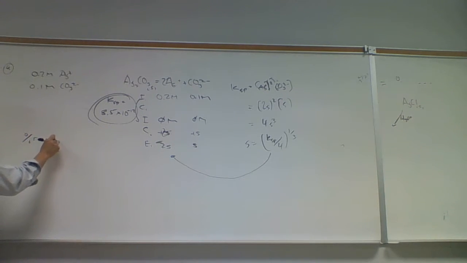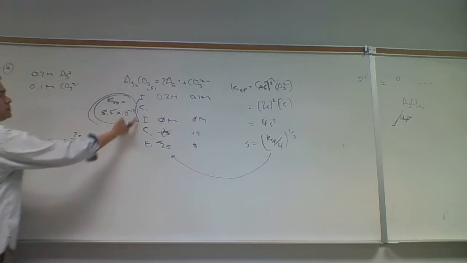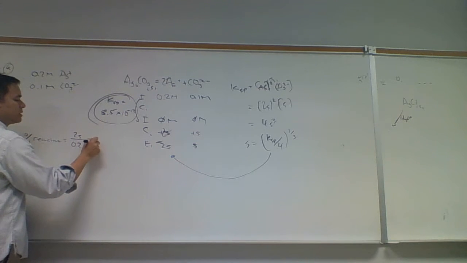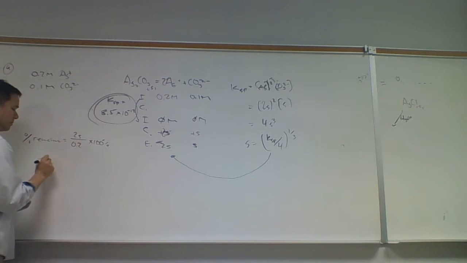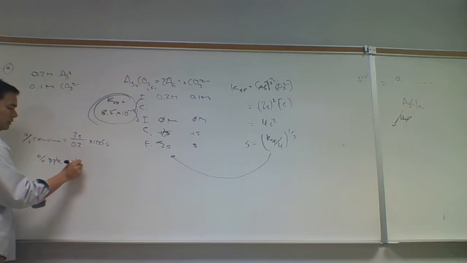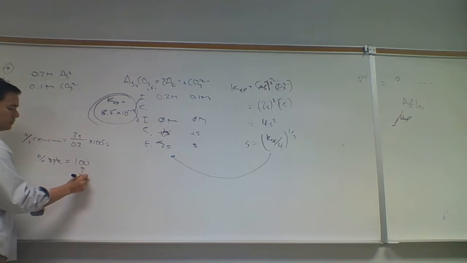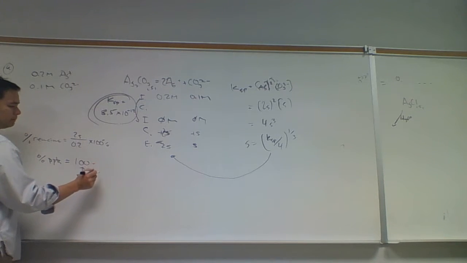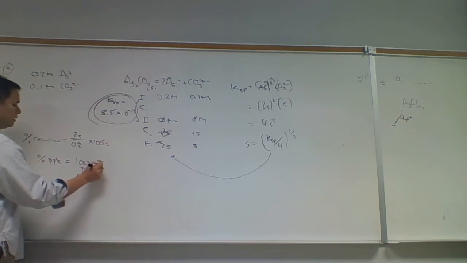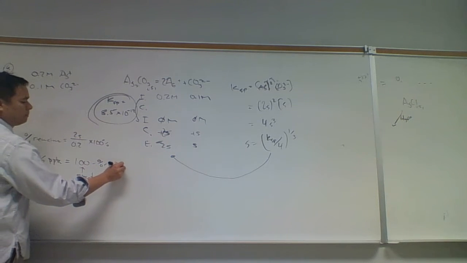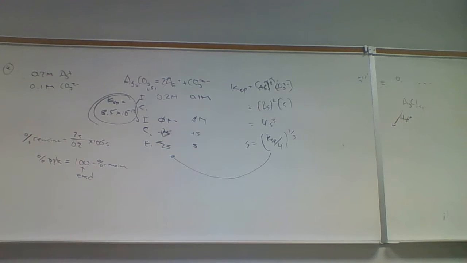Percent that remains is 2s over 0.2, originally we started with 0.2, times 100%. And the percent that precipitates is 100, and 100 is an exact number, which means it has infinite sig figs, minus the percent that remains. And we can figure it out. Okay. All right, other questions?